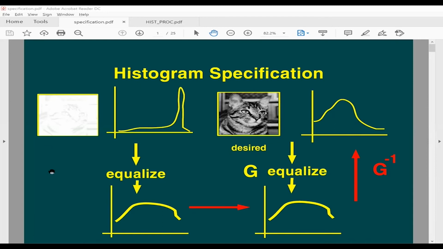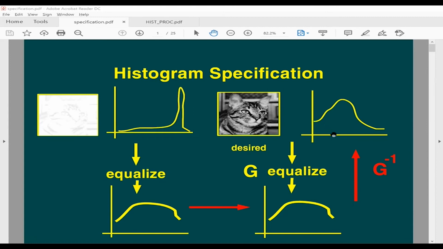Sir, what is the difference between the second histogram and the first histogram after equalization? Is it only in the range of values? Not necessarily. See the way this gets mapped. For example, to get a value here, what I would do is sum up from here to here.